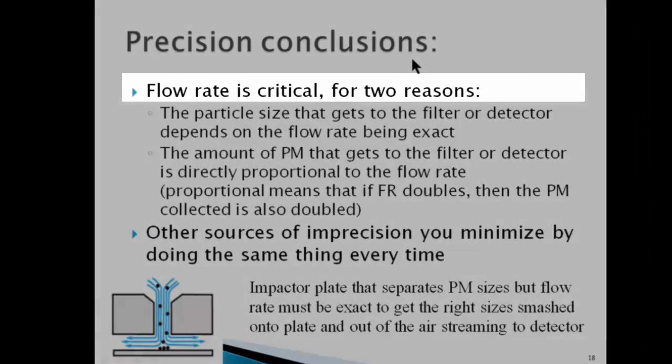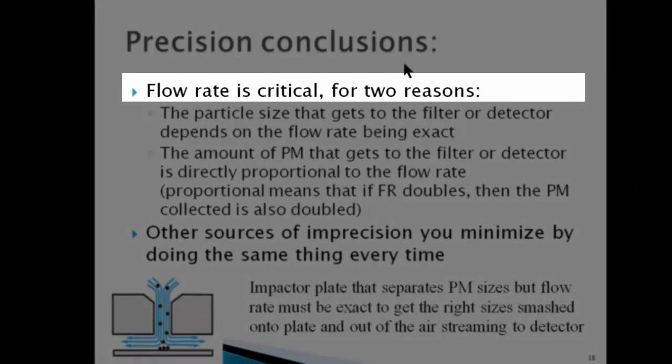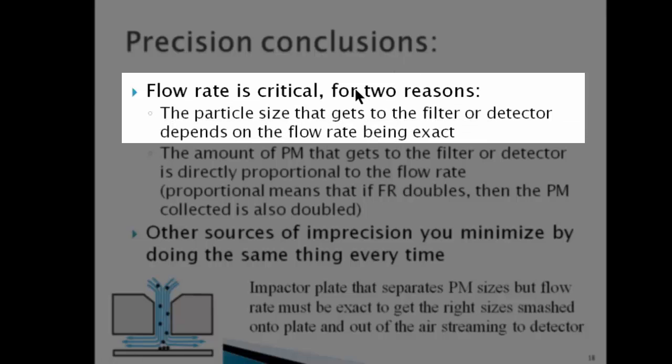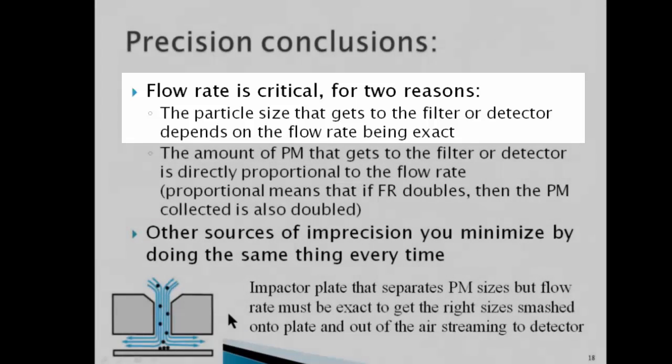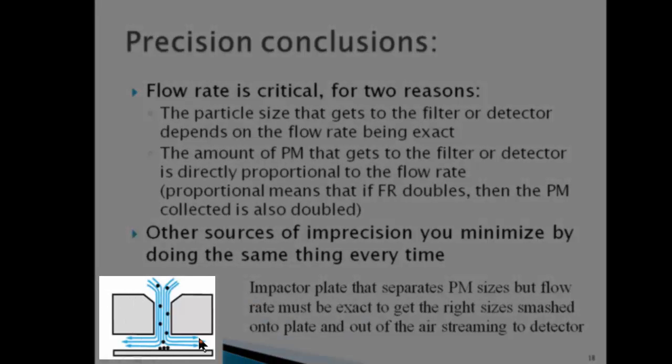Well, first of all, why is flow rate so critical? It's because the particle size that gets to the filter or the detector depends on the flow rate being exact. Now how that works, for example, in the DustTrak, and in a lot of devices, they have what's called an impactor plate. Sometimes they have a cyclone. But what happens is air comes through, and then there's this impactor plate.